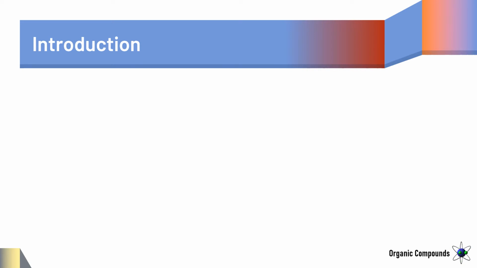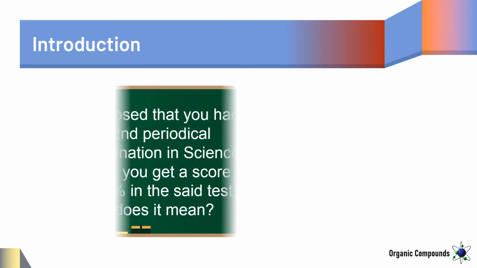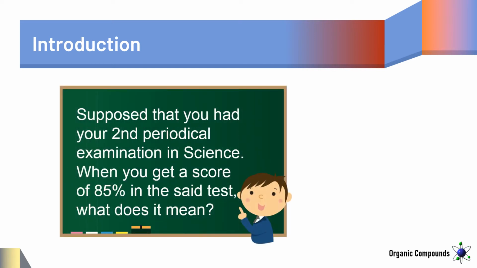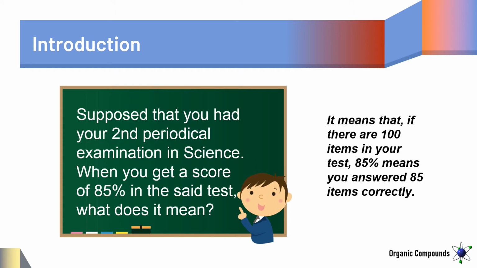For our introduction, let us analyze the given situation. Suppose that you had your second periodical examination in science. When you get a score of 85% in the said test, what does it mean? It means that if there are 100 items in your test, 85% means you answered 85 items correctly. Let's have another example.